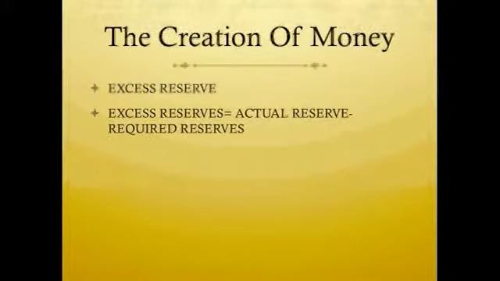The creation of money. As explained before in the goldsmith history, the creation of money happens when the bank lends money out. Banks make loans up to the point where they can no longer do so because of the reserve requirement restriction. That point is usually called excess reserve. Excess reserve is the difference between a bank's actual reserve and its required reserve.